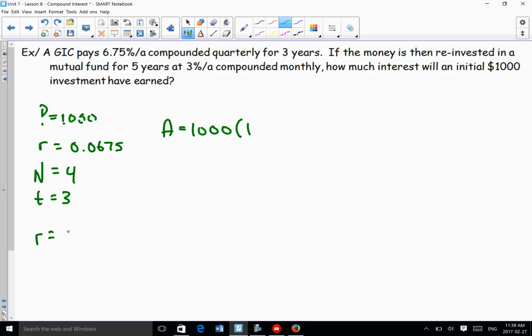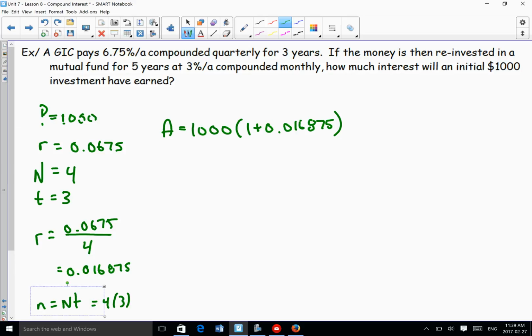I is made up of 0.0675 divided by quarterly. Now you can write this as a fraction if you want to, or divide it out, but make sure you keep all the decimals. Okay, there's the I value, 0.016875, to the power of little n, again N times t, or in other words 4 times 3. We're doing this 4 times a year for 3 years, 12 calculations.